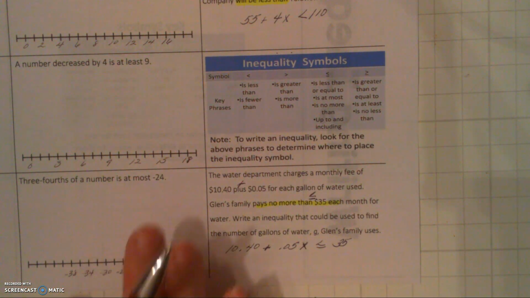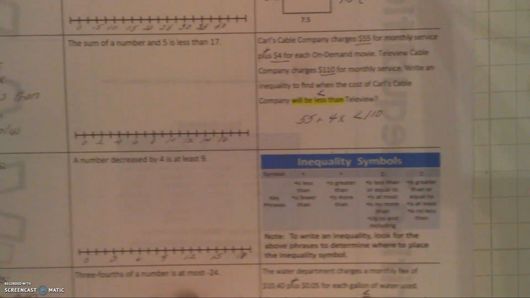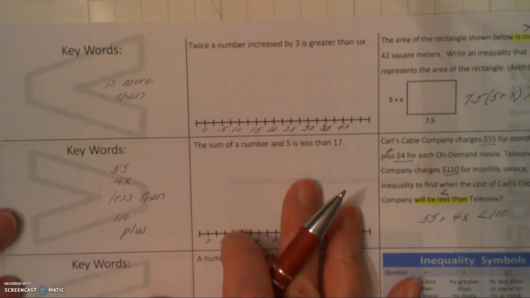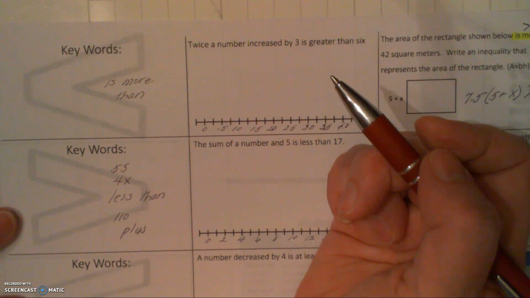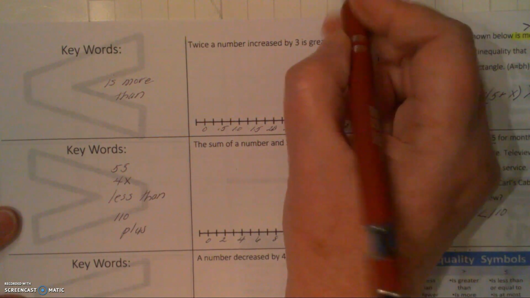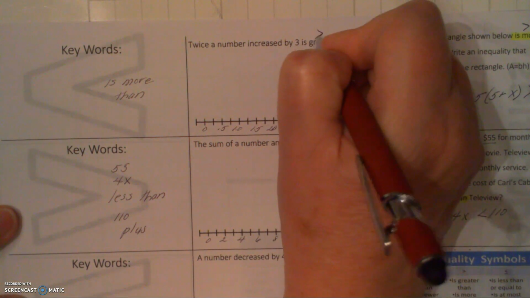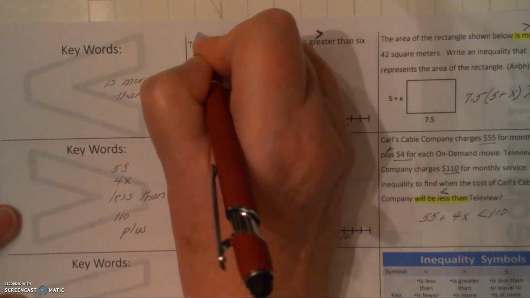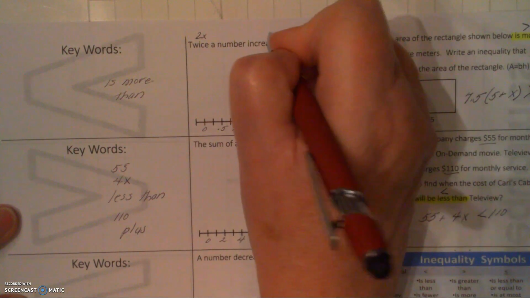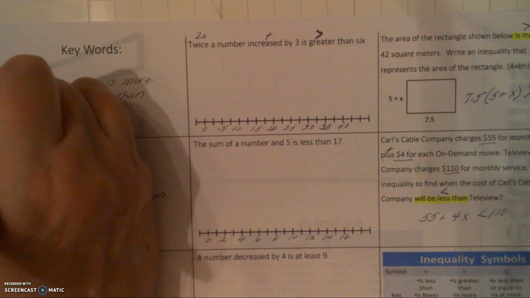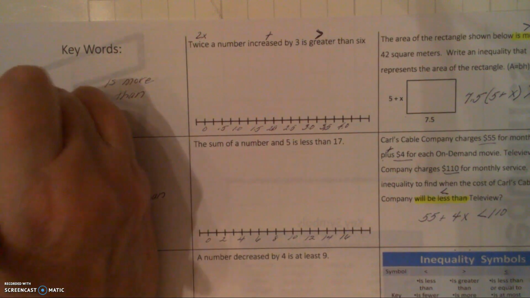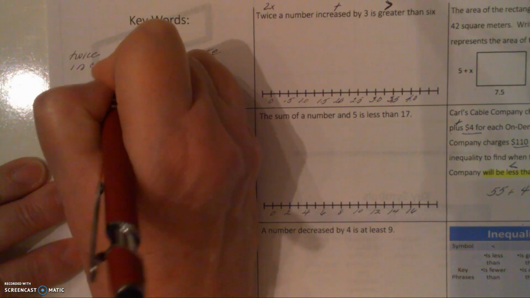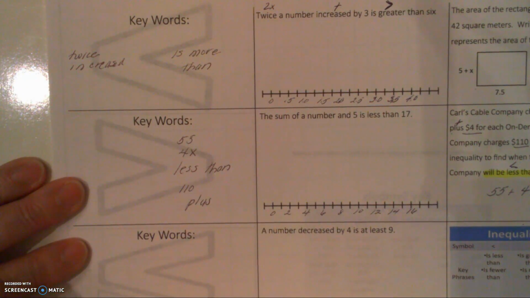Okay? Now, if we go to the more simple inequalities, we're going to look at the important words here. So is greater than, we know it's this inequality if you look at the chart. Okay? So twice is 2 times a number. Increased is addition. So twice increased and greater than.